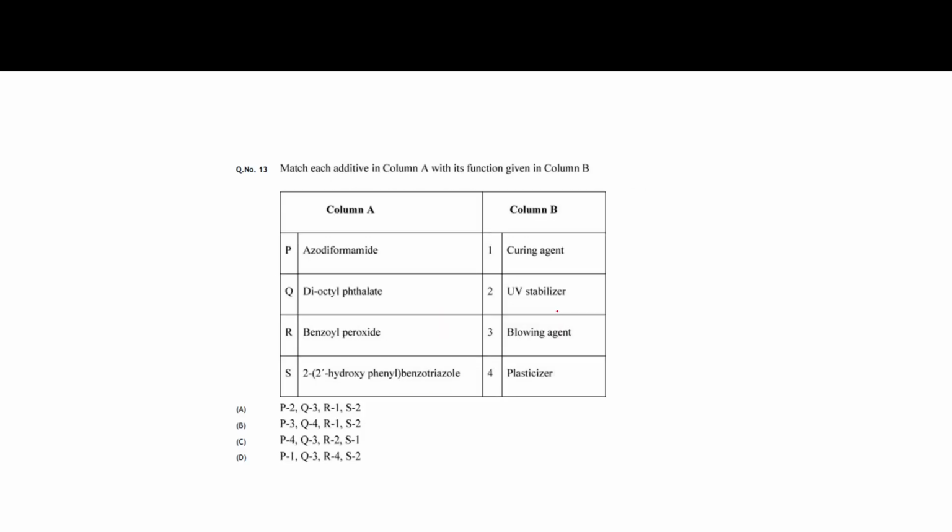Next question, match each additive in column A with the function given in column B. You know dicumyl phthalate is a plasticizer. Benzoyl peroxide is a curing agent, you also know. Then between azodicarbonamide and hydroxyphenyl benzotriazole, hydroxyphenyl benzotriazole is a UV stabilizer. There will be a hydroxyphenyl group, so those are UV stabilizers.